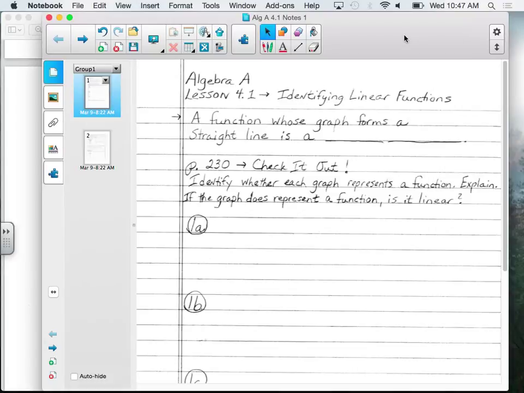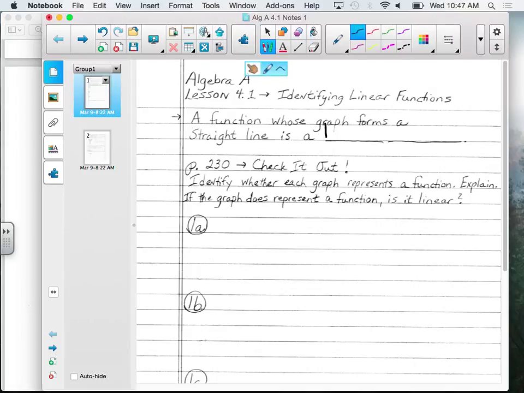Good, crisis averted. So, a function whose graph forms a straight line is a... someone take a guess what goes in there. A linear function. Yes, linear function.